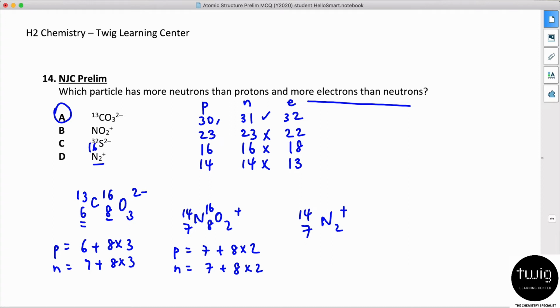Just make sure it's correct. More electrons than neutrons. 32 electrons, 31 neutrons. So it's correct. Okay, let's check question 15.